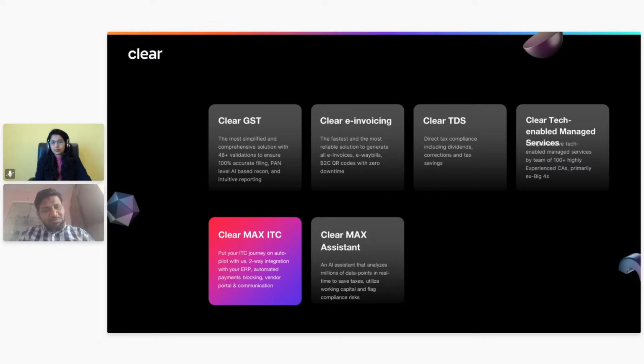And now with respect to MaxITC, which is very, very important for your completely autopilot mode of reconciliation. Why I am mentioning this point is that with respect to real-time compliances, yes, MaxITC is the solution that can help you. It will not only help you integrate with the ERP two-way, it will also help you with the autopilot mode of reconciliation.